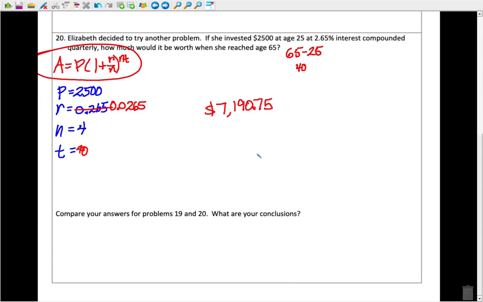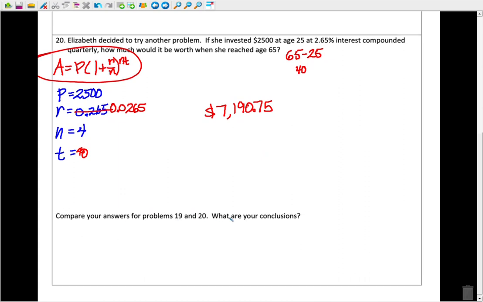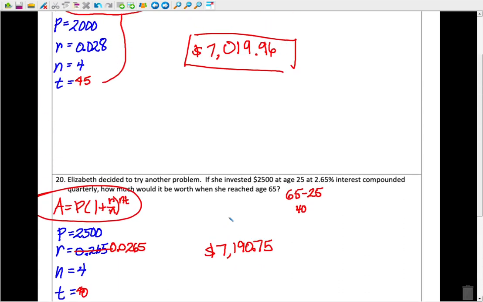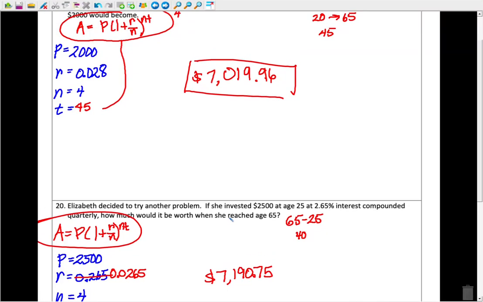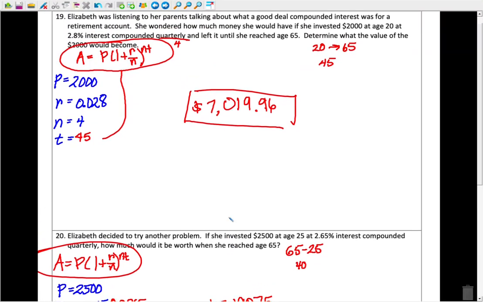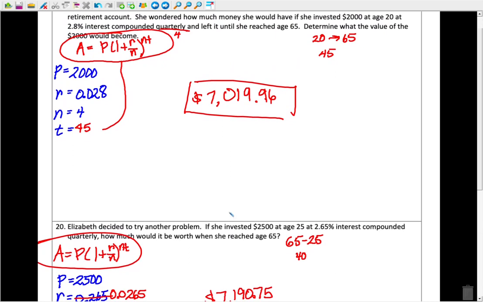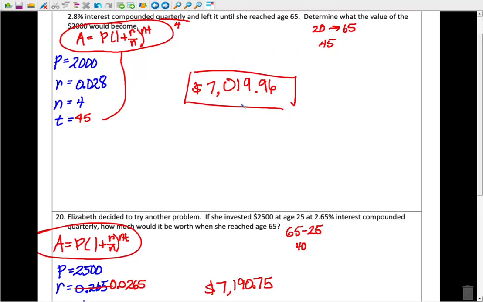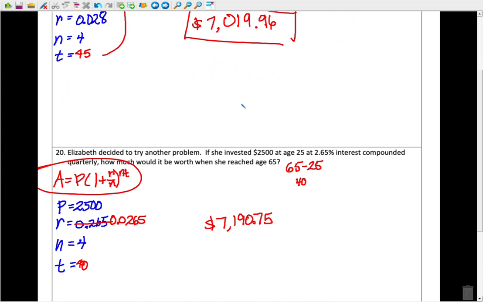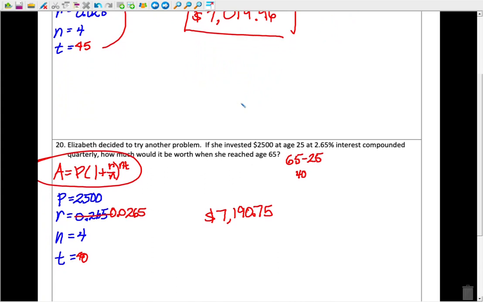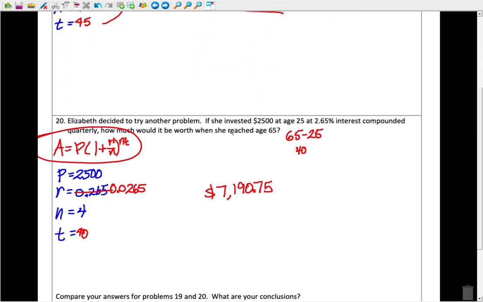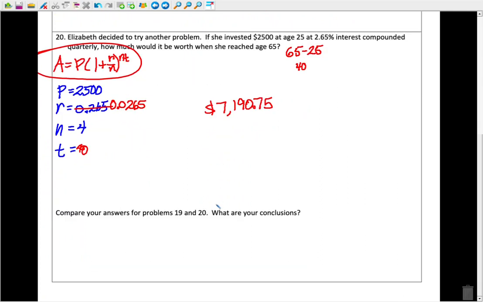So it says, compare your answers for problems 19 to 20. What are your conclusions? Well, when she invests $2,000 at 2.8% interest over 45 years, she got $7,019. But when she invested 2,500 at a lower rate in only 40 years, she's getting more. So your conclusions could be that she will earn more.